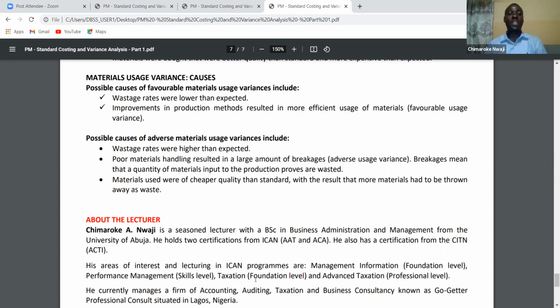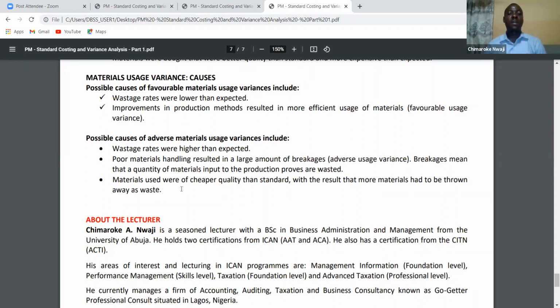What could make your wastage higher? One, like this last part says, materials used were of cheaper quality than standard, resulting in more materials being thrown away as waste, and so that made your waste higher. Because the purchasing manager wants more favorable variances, he buys cheaper material, but it becomes a problem for the production manager because they have to throw away some of it as waste because it is substandard.